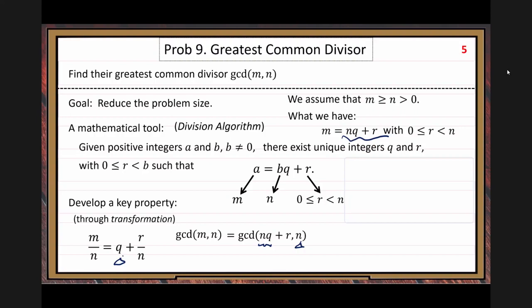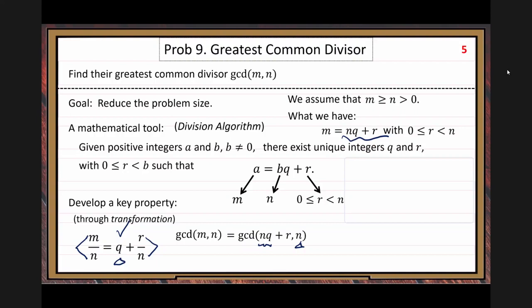Now, if you look at this new expression, when we talk of divisors between M and N, are those divisors the same as those between R and N? Because the integer part has nothing to do with divisors. The integer part won't change anything on the divisors. So that means you can ignore the integer part.